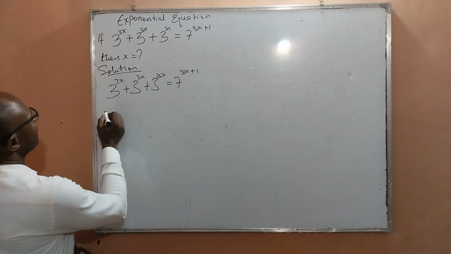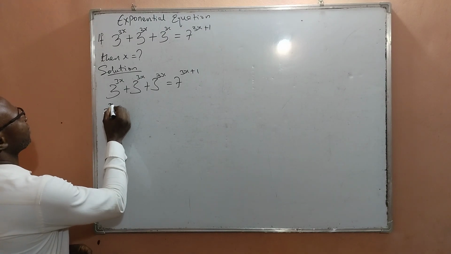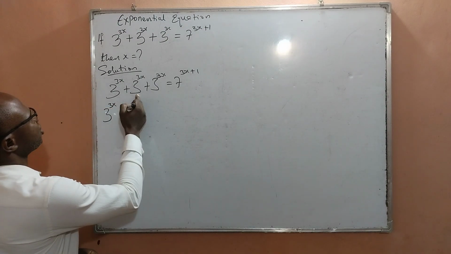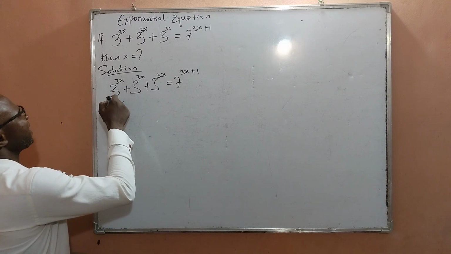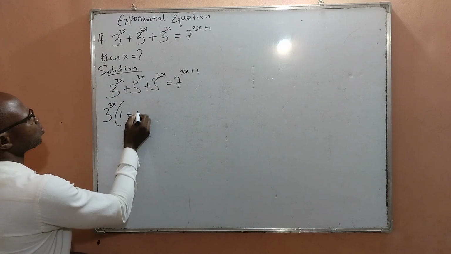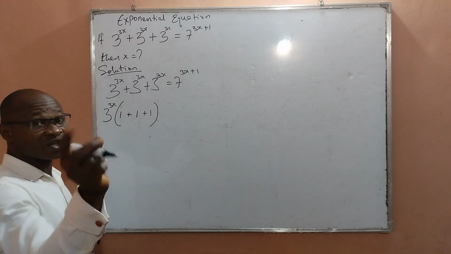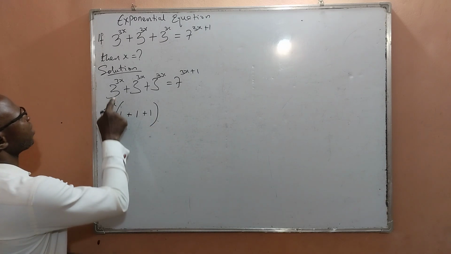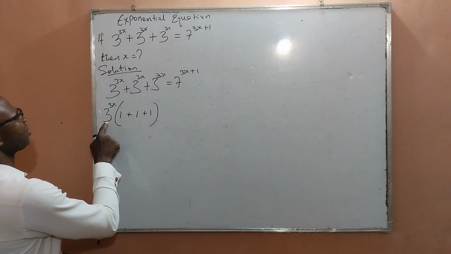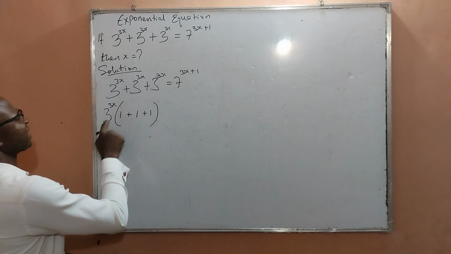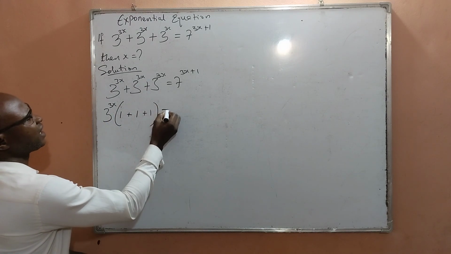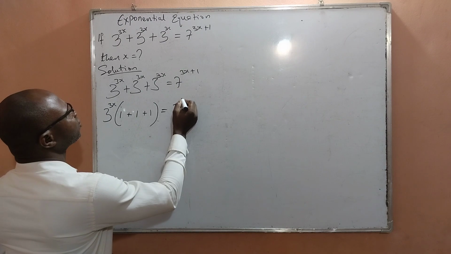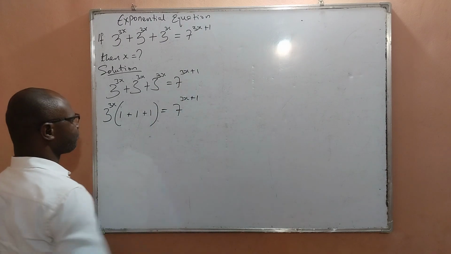Therefore, I can factorize 3 to the power of 3x because it is common. Having left here is 1 plus 1 plus 1. What does this mean? Use this to multiply 1, you get this back. Use 3 to the power of 3x to multiply this, you get this back, and as well as this, you get it back. Everything is equal to 7 to the power of 3x plus 1.